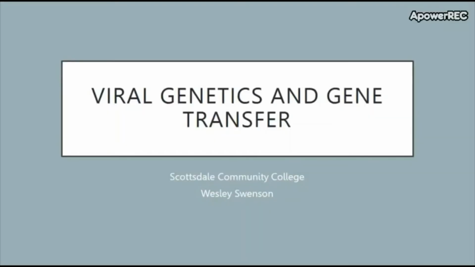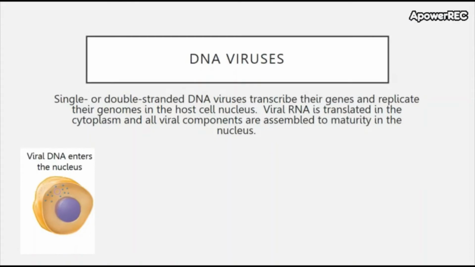So now we're going to switch tracks a little bit. We're going to apply what we learned about microbial genetics to viruses and genetic transfer. You may recall that viruses can occur as DNA viruses, where their genome is stored as DNA, or RNA viruses, where their genome is stored as RNA. DNA viruses can exist as single or double-stranded DNA viruses, and they transcribe their genes and replicate their genomes in the host cell nucleus. The viral RNA is translated in the cytoplasm, and all the viral components are assembled to maturity in the nucleus.